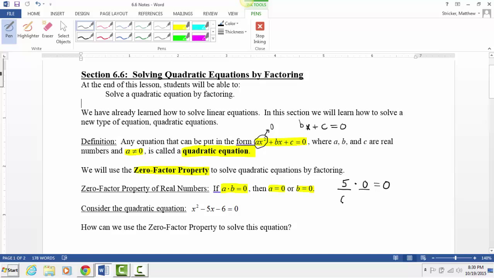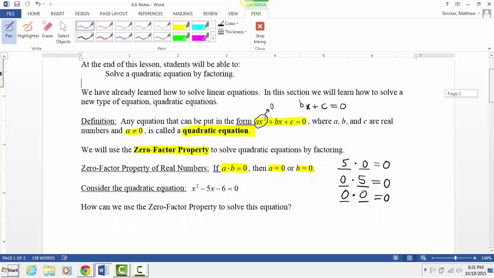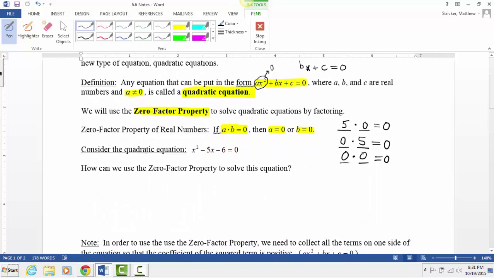And likewise, if it's the other order, 0 times 5 equals 0. Also, 0 times 0 equals 0. So the only way you can have a times b, or those two things multiplied by each other, to get 0, is if one or both of the numbers are 0. So let's see how we can use that to help us solve a quadratic equation.